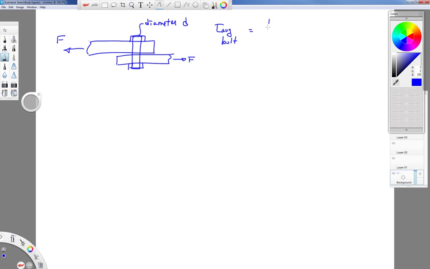So again, we're going to apply our F over A formula. Now, before we get into those details, I want to talk about how I drew this joint. If you notice, I left a gap between the upper and the lower sheets. This would be kind of a loose joint or a sloppy joint. What I'm doing is I'm finding the worst case situation for the bolt.